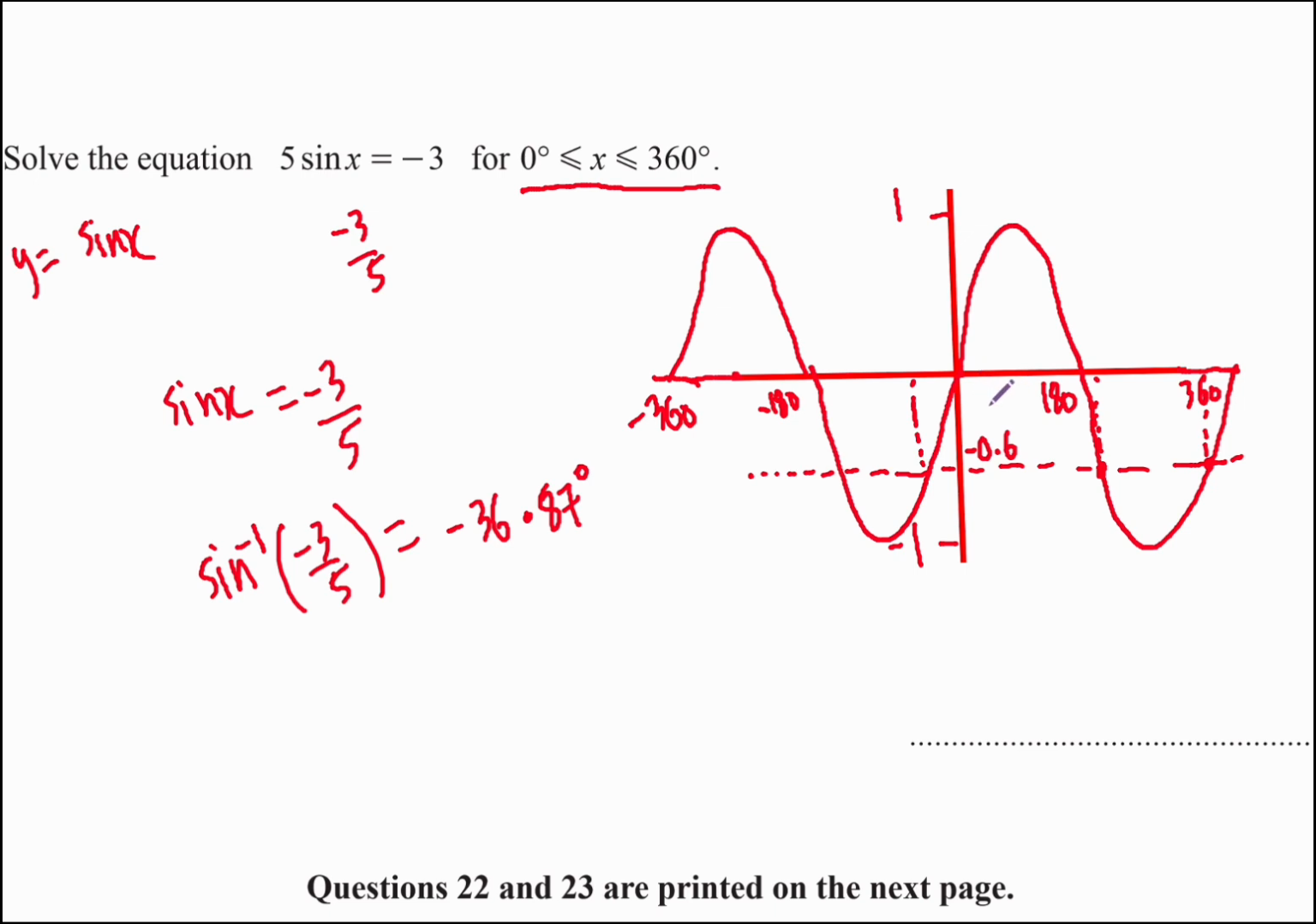Sine is very symmetric, as we noticed, and we also see that it repeats every 360 degrees. So if I add 360 to this number right here, I'll actually end up getting this number right here. So if you add 360, you end up going from here all the way to there. So if I do negative 36.87 plus 360, I end up getting 323.13. So that's one of our answers, 323.13 degrees.